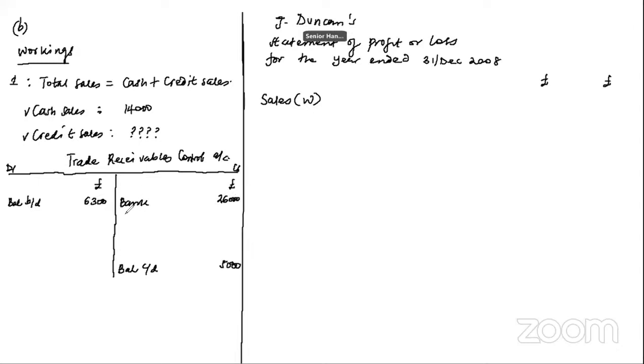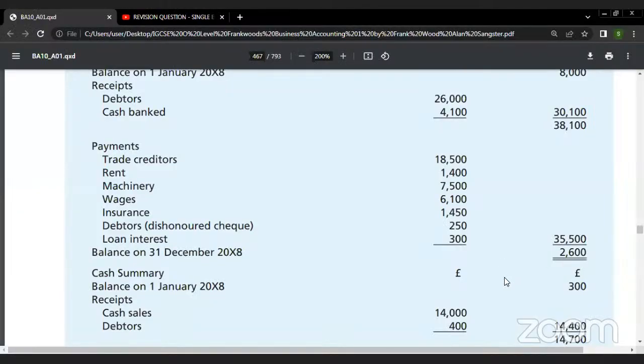Then others also paid by cash, and through cash we received 400. What else do we have? Let's go back to the question and see how much we have. 26,000 we have entered that. 400 we have entered that.